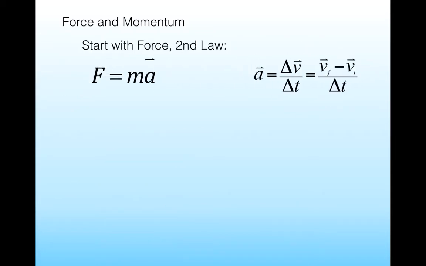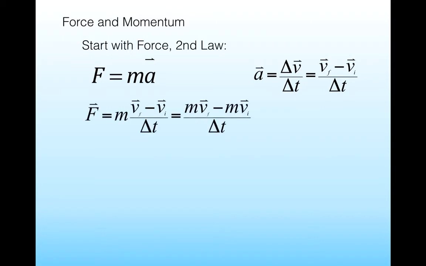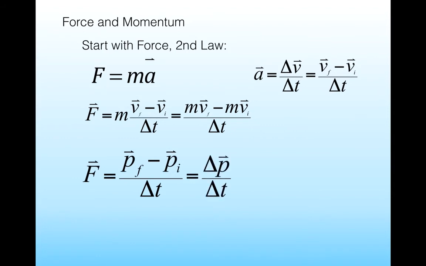We can think of it from another way. We can start with F equals ma, the second law. And again, remembering that a can be defined as change in velocity over change in time, we can write out the force as the mass times the change in velocity over delta t. And that gives us, again, the change in momentum over change in time. This is the exact same derivation that we just did in the last slide, just from the other way around, where we think about force first.